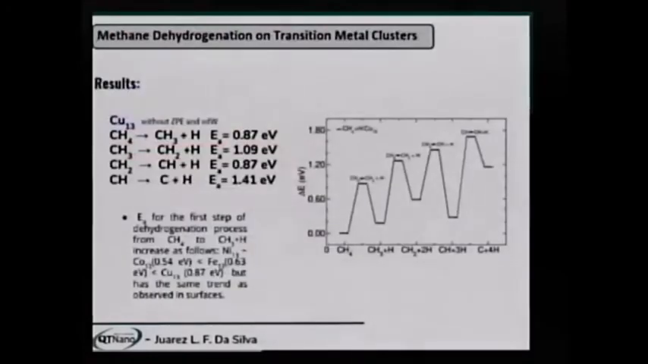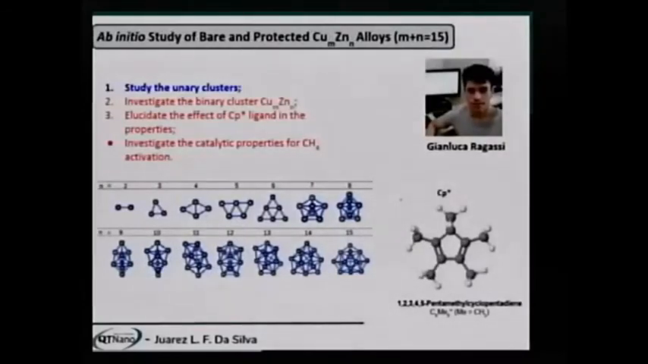With all the knowledge that we are covering here, we are looking at the bimetallic study of nickel and copper-zinc alloys that is being performed by Gianluca. Now he is starting to study only the unitary clusters. In this project, the main goal is to understand the effect of size on these clusters, and then we are going to investigate the binary clusters and elucidate the effects of the CP linked to the properties. In the future, we also want to investigate whether these systems can show any catalytic properties for methane activation, which are in line with this work.